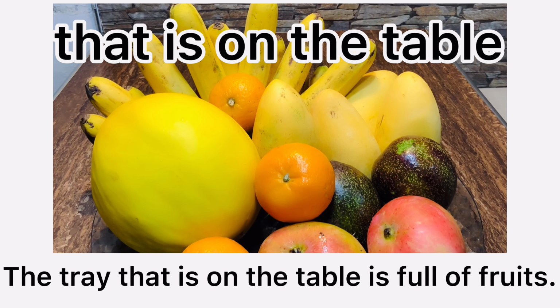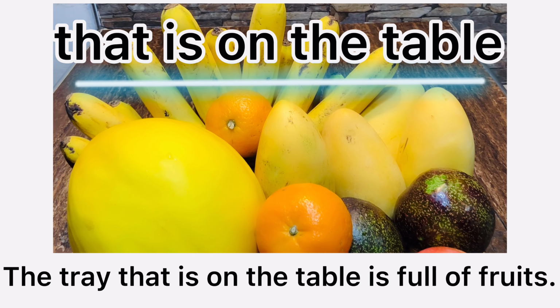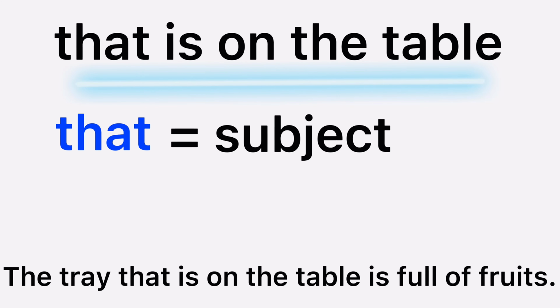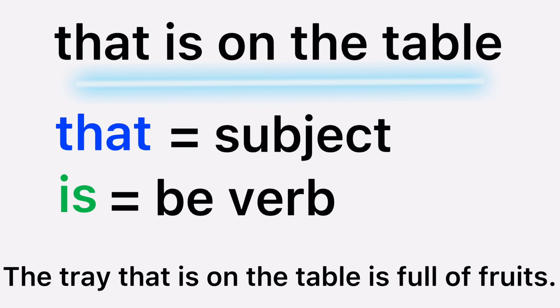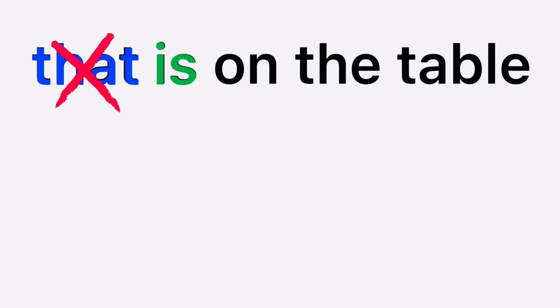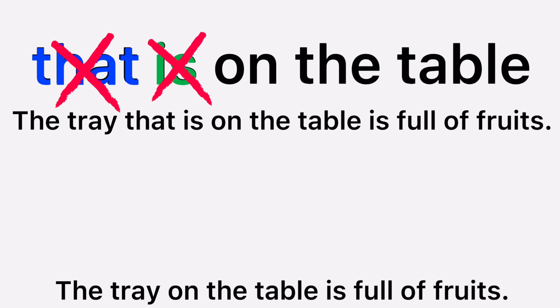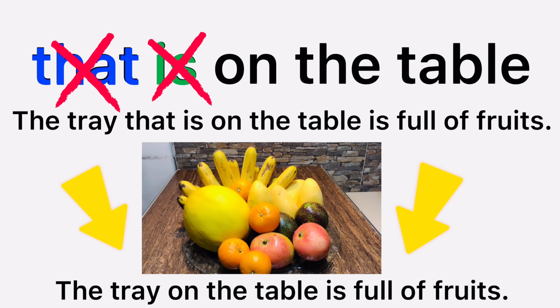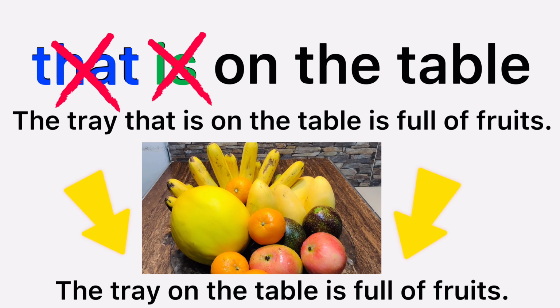Very good. When you have this dependent clause structure, the relative pronoun is the subject of the clause followed by a be verb, and the be verb is followed by a prepositional phrase. All we have to do is omit or take out the relative pronoun and the verb. So from the tray that is on the table is full of fruits to the tray on the table is full of fruits.